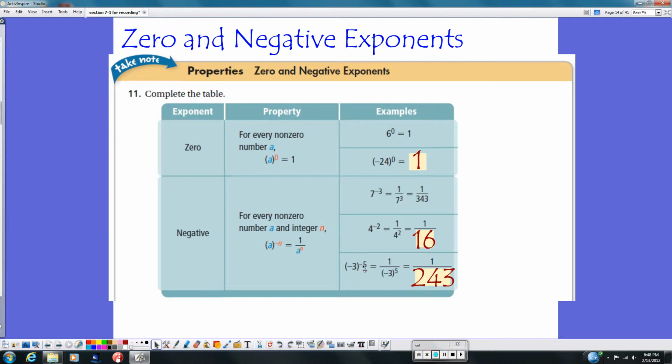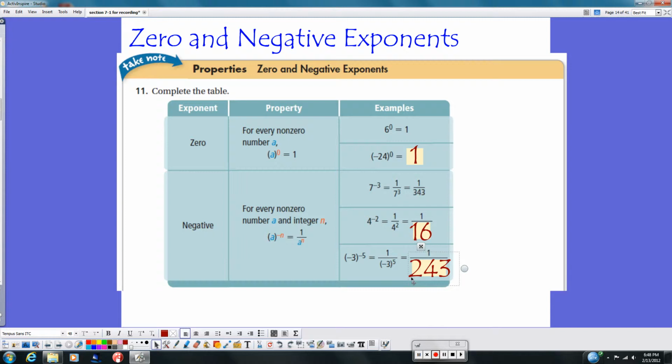And negative 3 to the negative fifth power would be 1 over negative 3 to the positive fifth power. Notice in this last example that the only thing that changed its sign is the exponent when you move it to the bottom. And negative 3 times negative 3 times negative 3 times negative 3 times negative 3, 5 times, would give us negative 243.